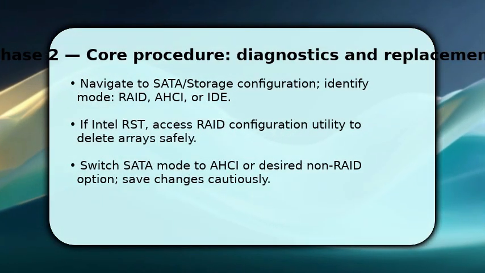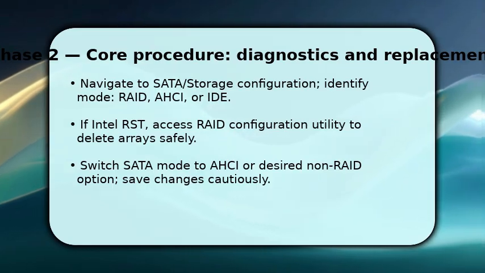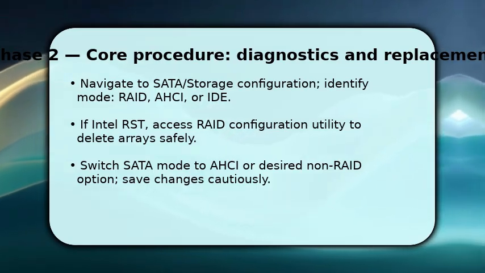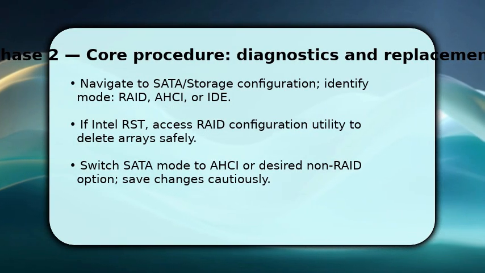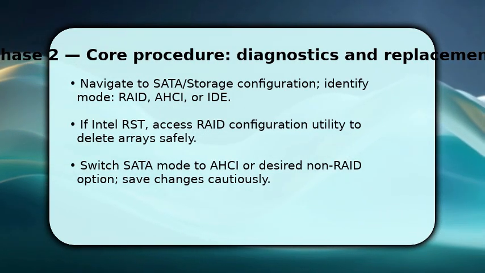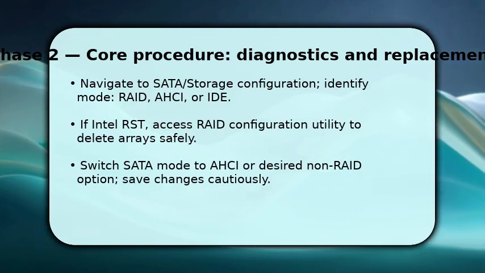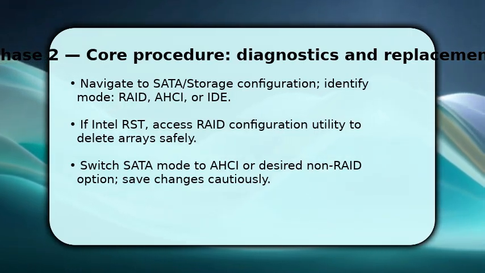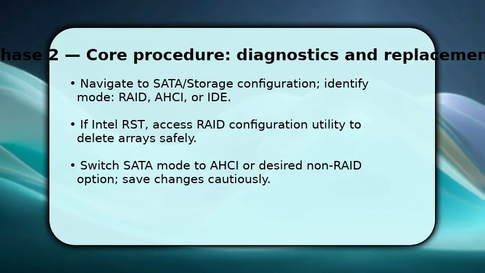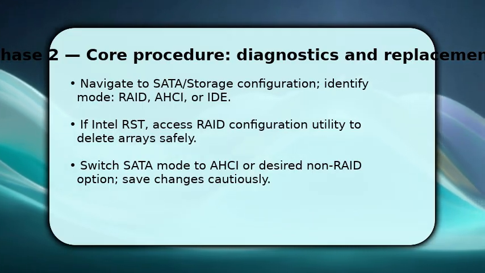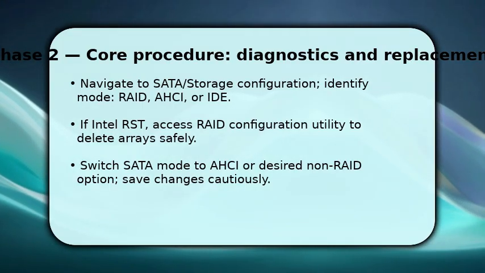If you see Intel RST or a vendor RAID utility, enter that utility first and delete or break the array after confirming backups. This removes RAID metadata. Next, change SATA mode from RAID to AHCI or IDE, depending on your OS requirements. Make sure to note current drive order and boot device.